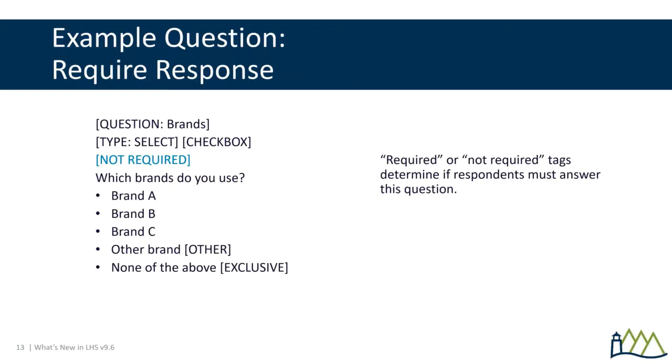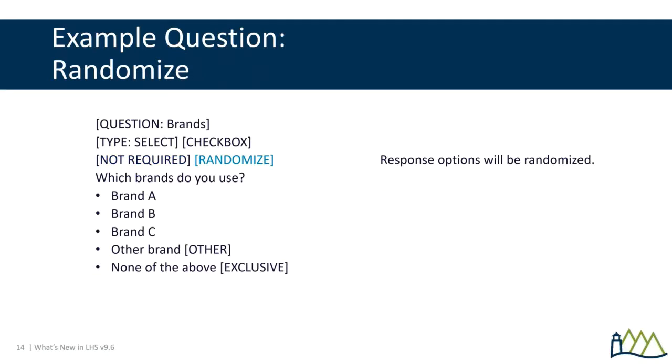Next, perhaps we don't want respondents to be required to answer this question. So all we have to do is add a required or a not required tag to explicitly tell Word Import which type of question we want this one to be. And last but not least, we want to be able to show these brands in different orders for each respondent. All we have to do is add this randomized tag, and the brands will be randomized for us.